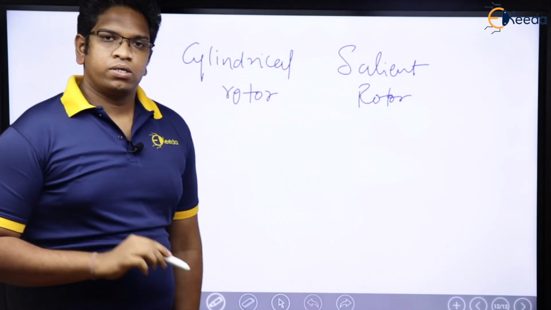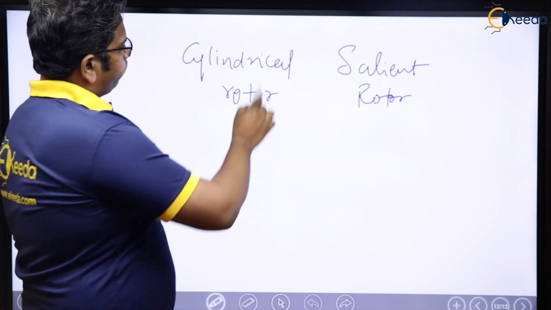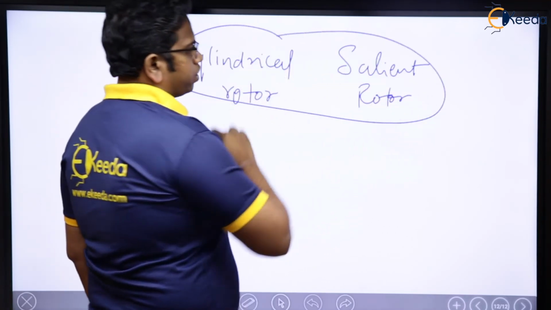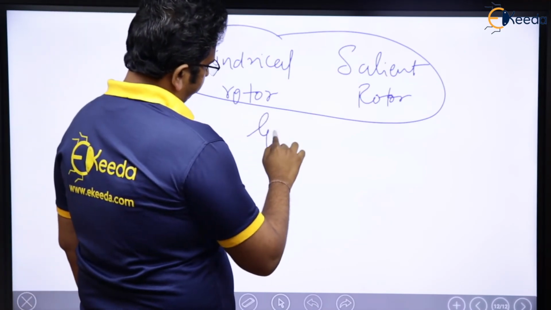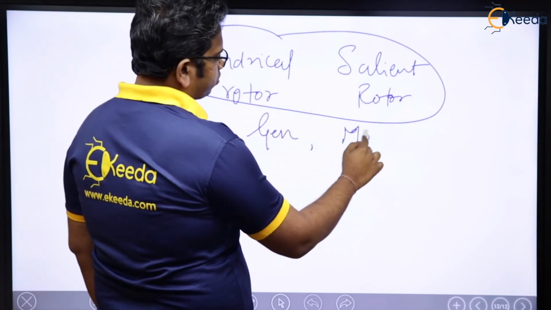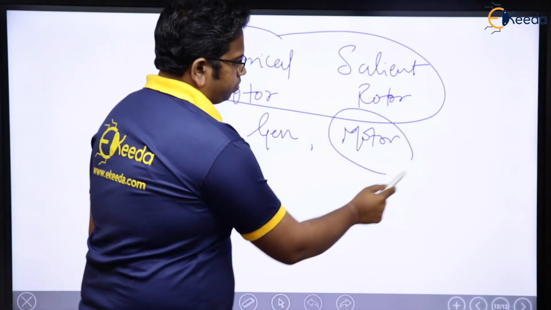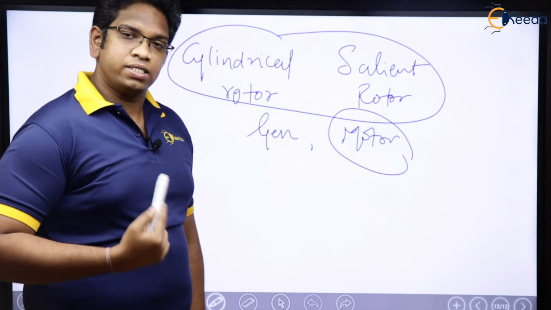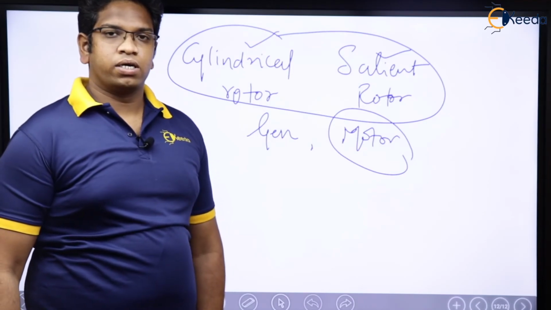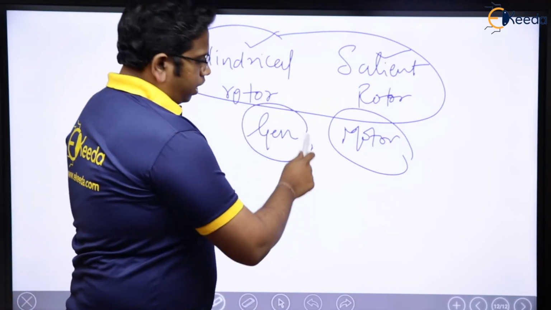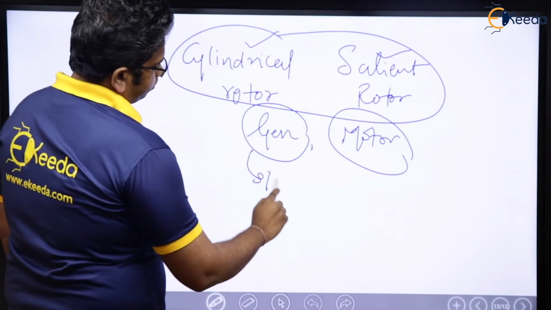Actually, you and me, we are all electrical engineers, and we have no right to select between cylindrical rotor and salient rotor, especially when we talk about generator. In case of motor, we can select. If I am operating the synchronous machine as a motor, then I can select whether to use cylindrical rotor or a salient pole rotor. But when we are talking about generator, I cannot decide it. Who will decide? Mechanical engineer will decide.